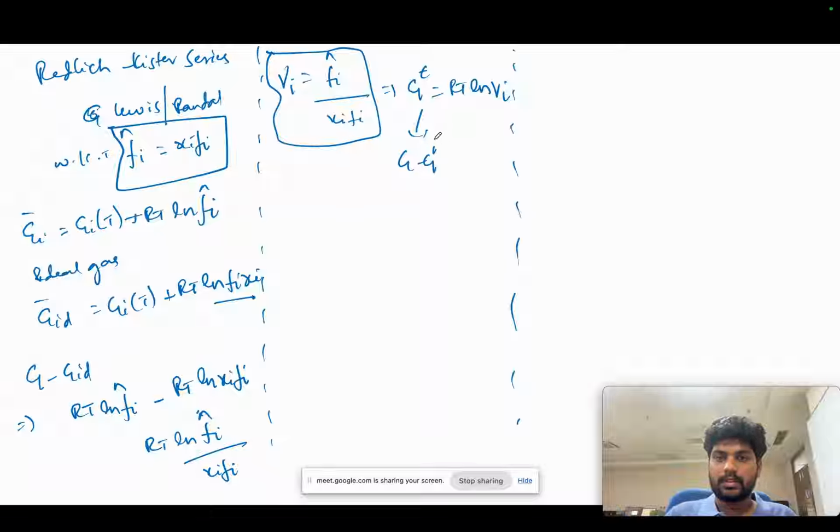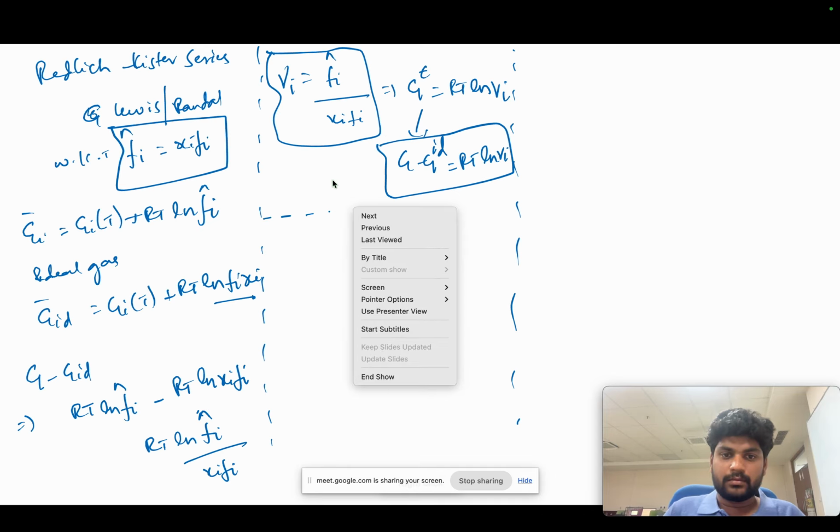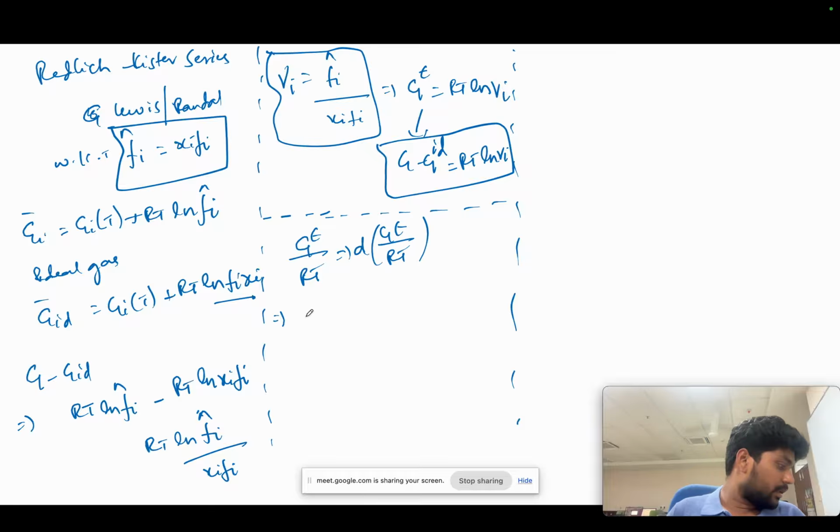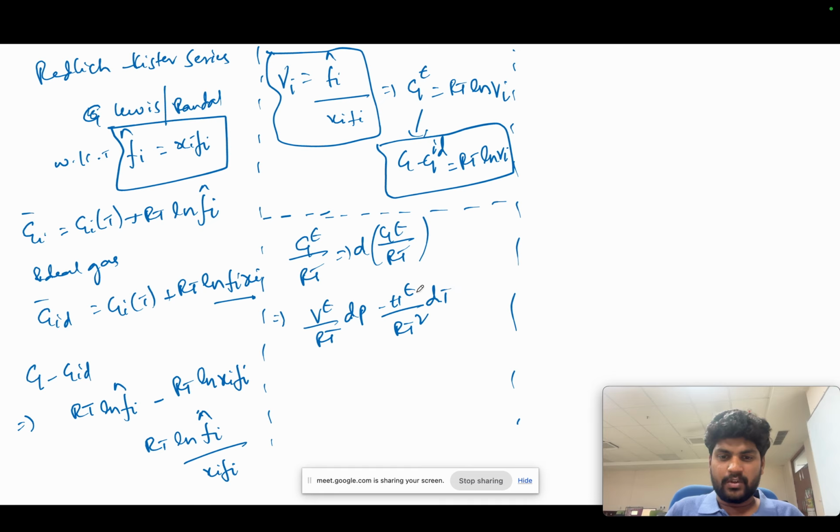G ideal. Yes. Any doubts up to here? I think this is the one which is already discussed. So you already know that. So this equation also you already know. GE by RT. If I differentiate GE by RT, we got the final form. If you remember the last class, we got, you remember this equation?